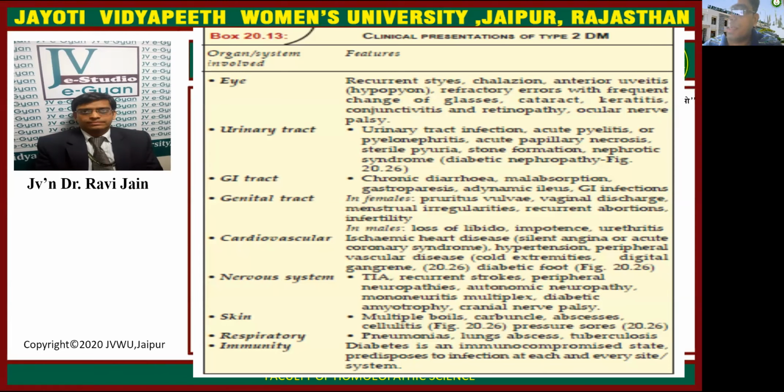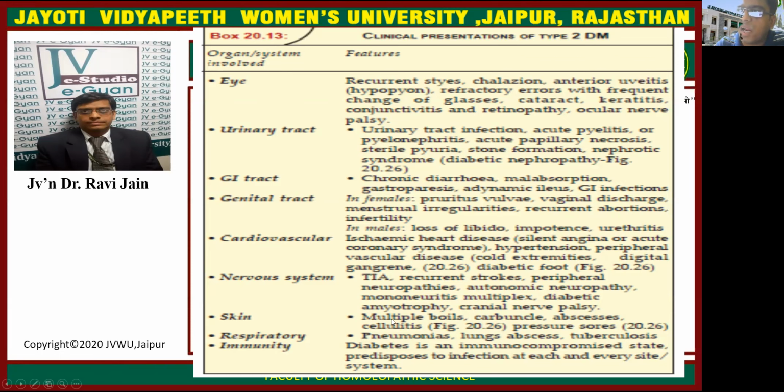So, in type 2 diabetes mellitus, first of all, we need to check the eyes of the patient. The complaints that the patient will be having will be recurrent styes in the eyes. There will be chalazion, anterior uveitis, that is hypopyon, refractory errors with frequent changes of glasses. The number will change frequently. The patient will complain of cataract. In old age, due to diabetes mellitus, the cataract develops very early. Keratitis, conjunctivitis, and retinopathies. There will be ocular nerve palsy.